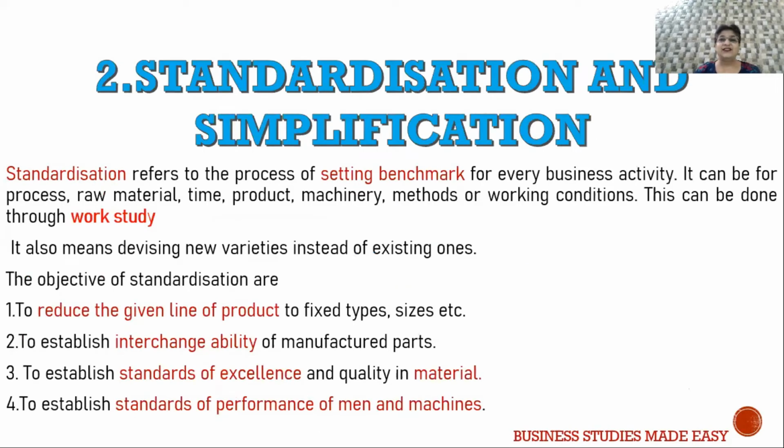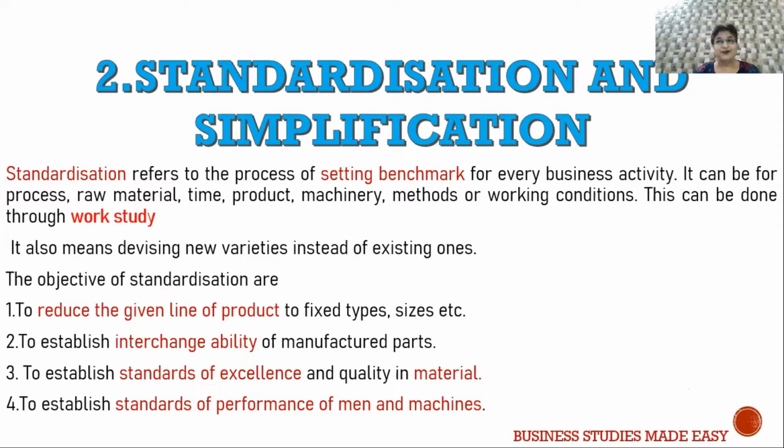Then come to the second one, standardization and simplification. Now, Taylor was very fond of setting standards. He said everything should be done scientifically. So he said there should be a benchmark. Benchmark is the level that everybody should achieve. And this benchmark should be for the raw material, for the machine, for everything. Everything that has to be done in a particular way and with a standard kept in mind. And all this can be done through work study.